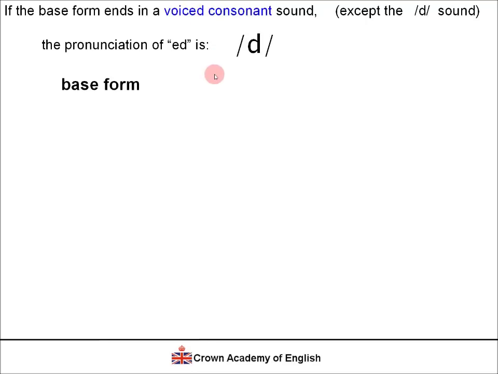Let's look at some examples. So the base form of this verb, this is the base form, advise, advise. If you put your finger on your throat and say advise, you will feel your finger vibrate because this sound comes from the throat. It is a voiced consonant. So the rule is, when it's a voiced consonant at the end, then the ed form is also pronounced d.